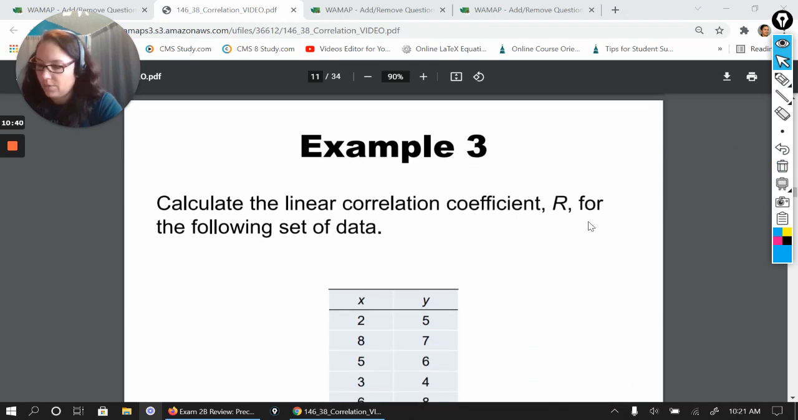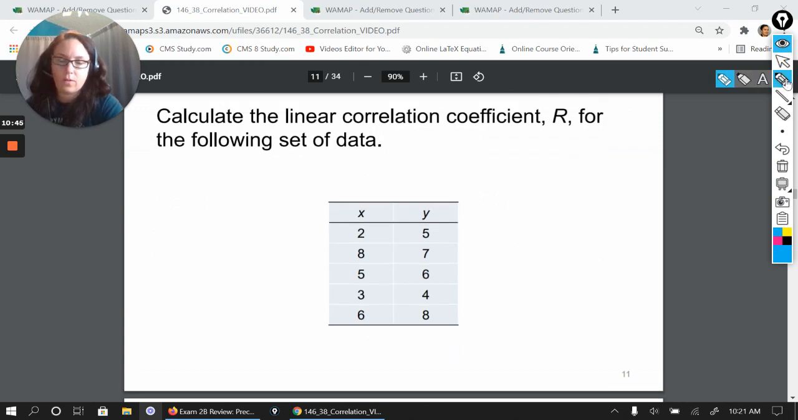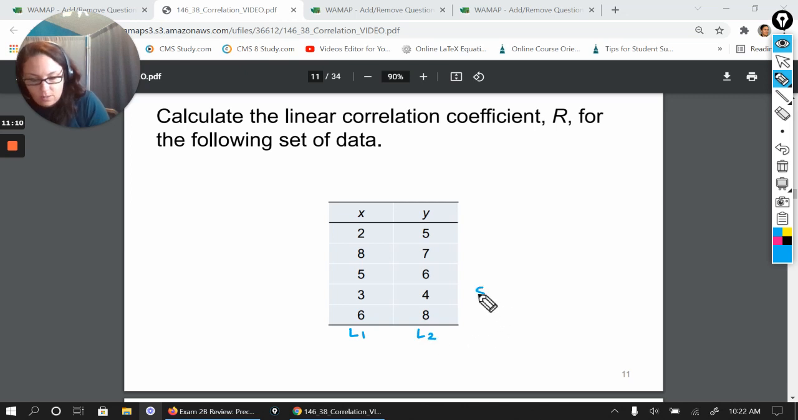Here's example 3. Calculate the linear correlation coefficient R for the following set of data. So this time I'm just going to write down those instructions again for using a TI-84 calculator. Again, if you don't have one of those, a built-in calculator will be provided to you inside of the WAMAP questions. So the X column will be list 1, the Y column will be list 2. Remember, you can access those lists by going to Stat and Edit.